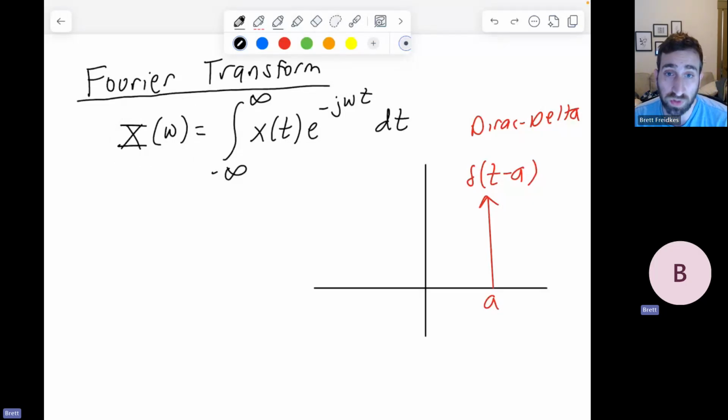Conceptually, what we're looking for is the presence of certain frequencies in our time series signal. And I'll go more in depth about that in another video. But for this video, I just want to look at the Fourier transform of the Dirac-Delta function.